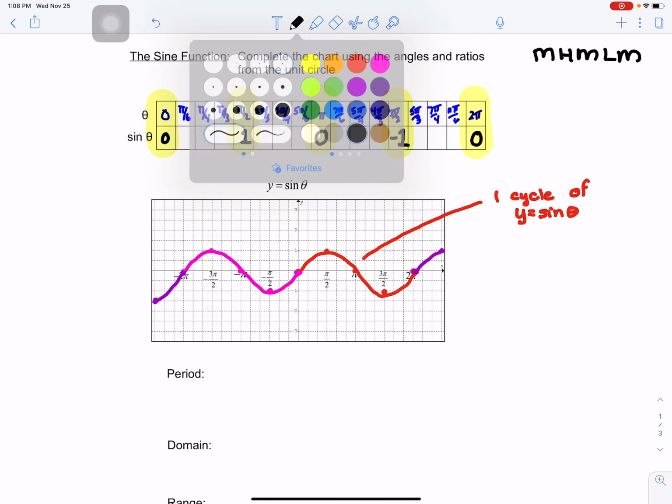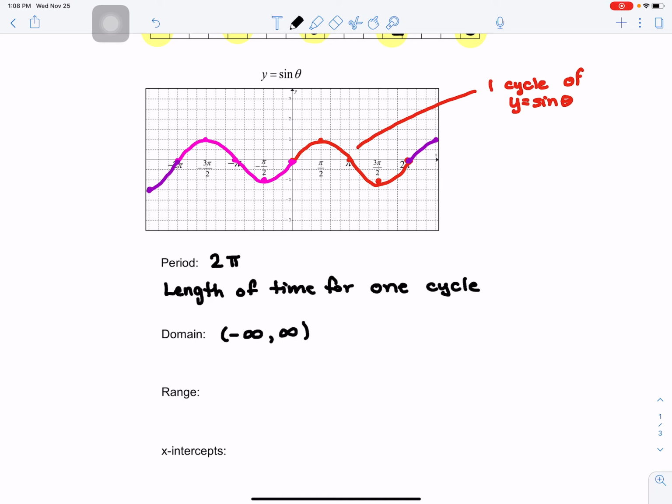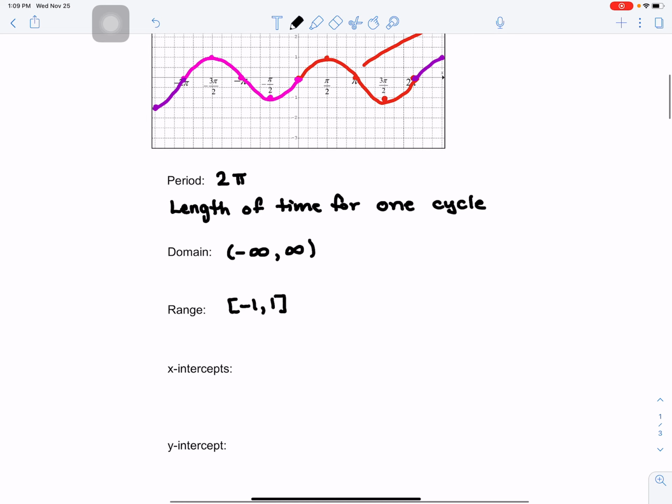Now we have talked about all of the characteristics before. My period is 2 pi. It's the length it takes for one cycle. My domain would be, well, when I look at this, my red graph is one cycle, and that cycle continues forever to the right and forever to the left. So my domain would be -infinity to +infinity using interval notation. My highest and lowest coordinates for y are +1 and -1, so my graph has to stay within 1 to -1 for my y's, including 1 and including -1.